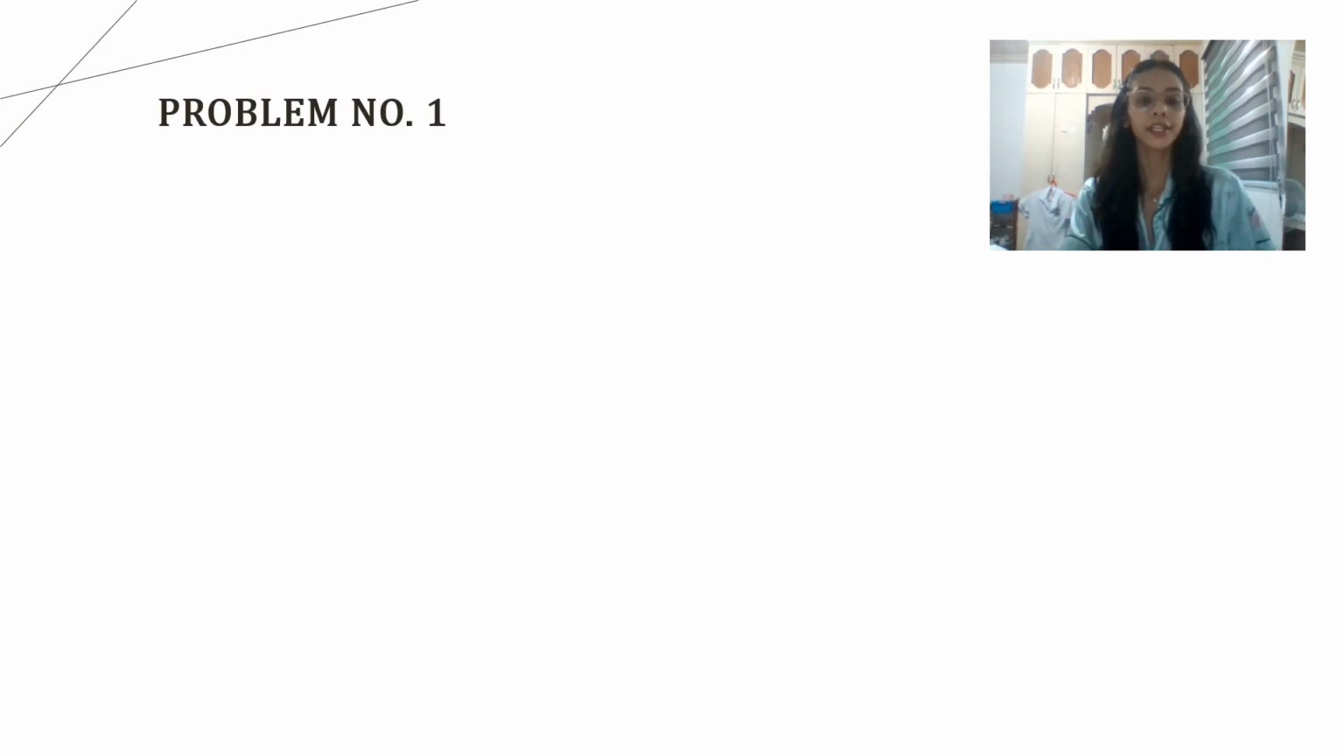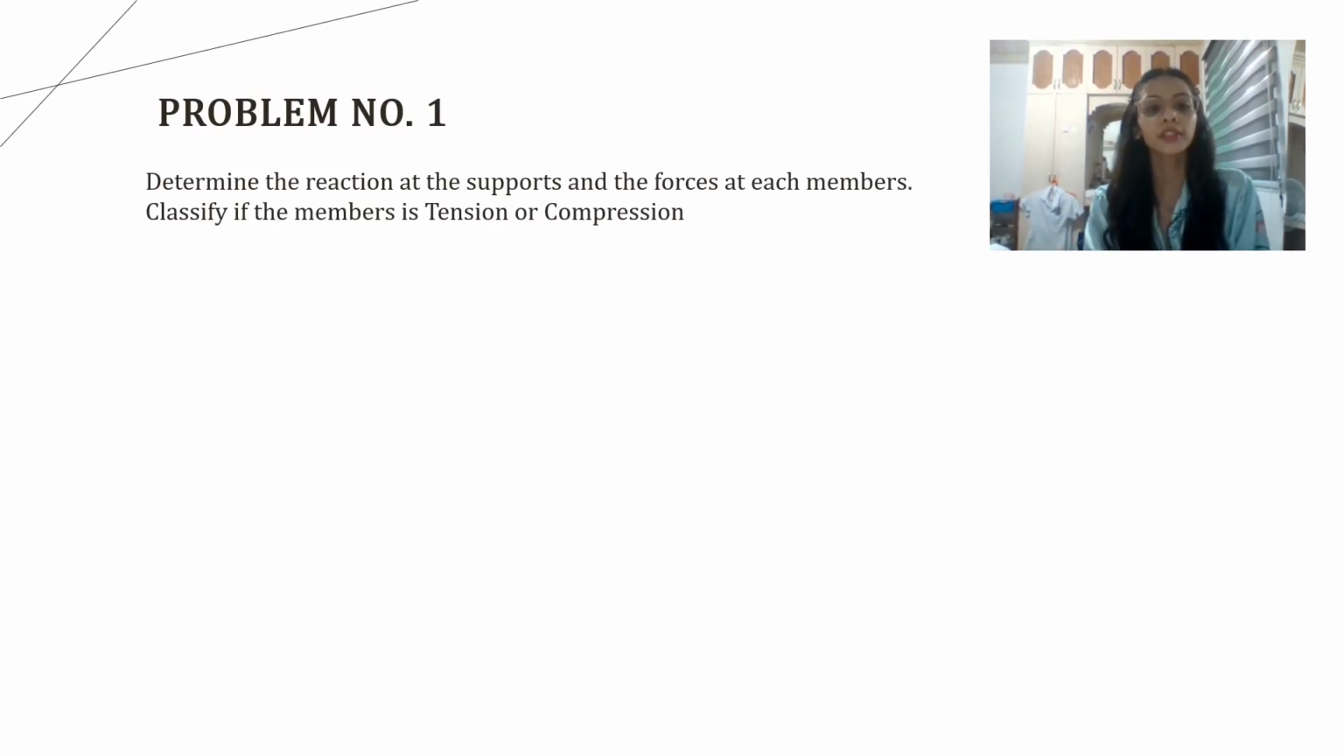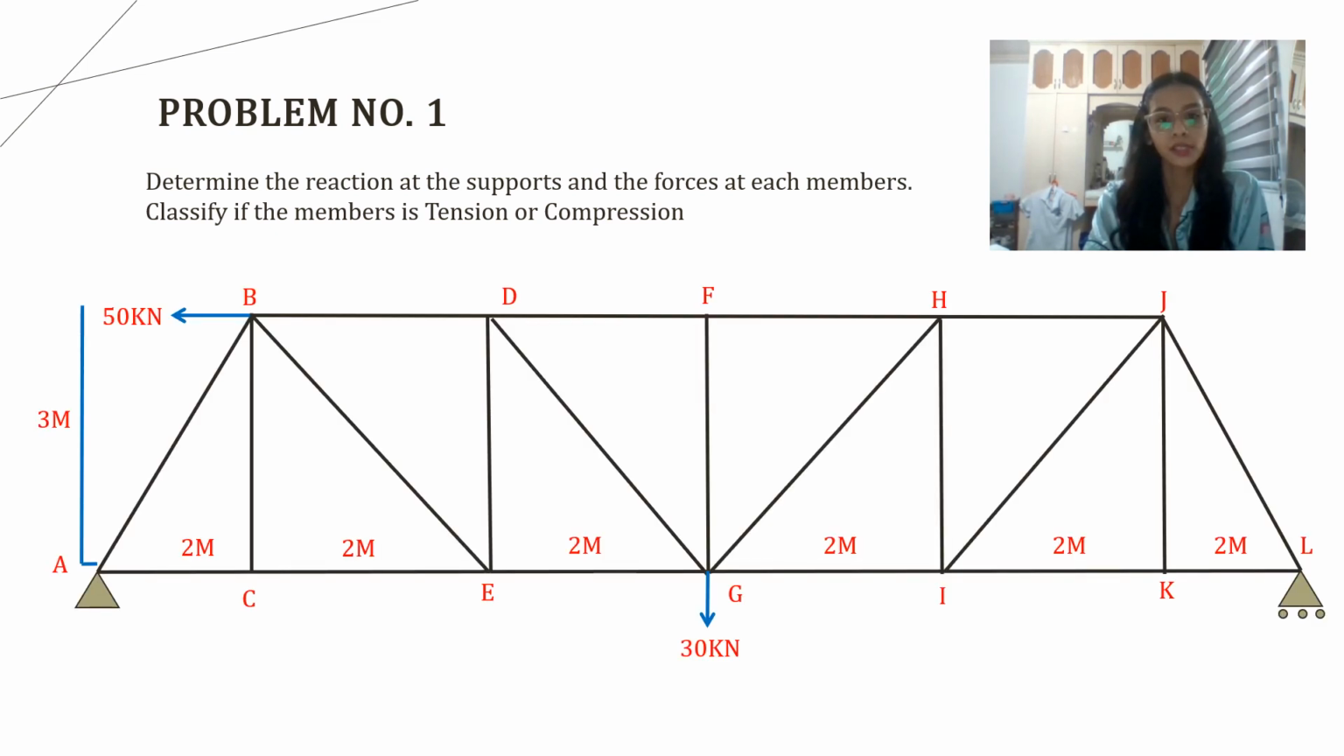We have here problem number 1 that says: determine the reactions of the supports and the forces at each member. Classify if the members are in tension or compression. As you can see here, we have an example of a fink truss with a force of 50 kN pointing to the left, and a force of 30 kN pointing downwards. The measurement of the truss is, the base is 2 m and the height is 3 m.